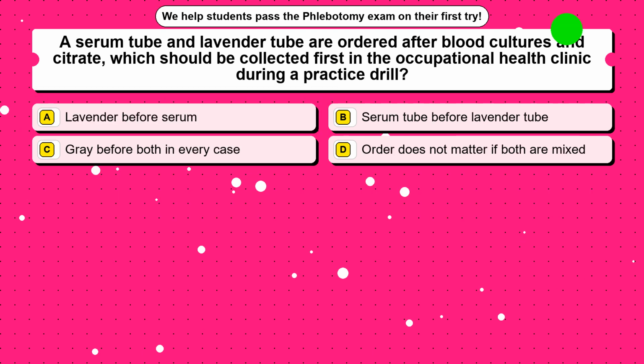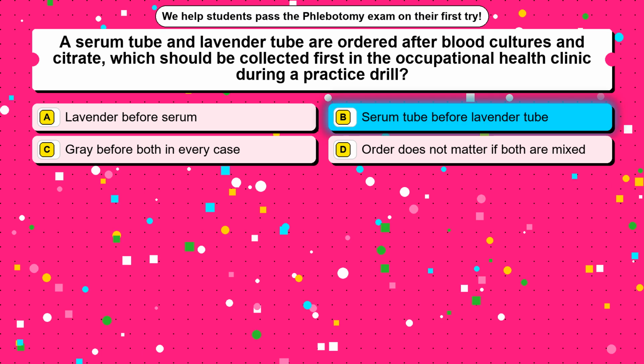Question 89. A serum tube and lavender tube are ordered after blood cultures and citrate. Which should be collected first in the occupational health clinic during a practice drill? Option A. Lavender before serum. Option B. Serum tube before lavender tube. Option C. Gray before both in every case. Option D. Order does not matter if both are mixed.